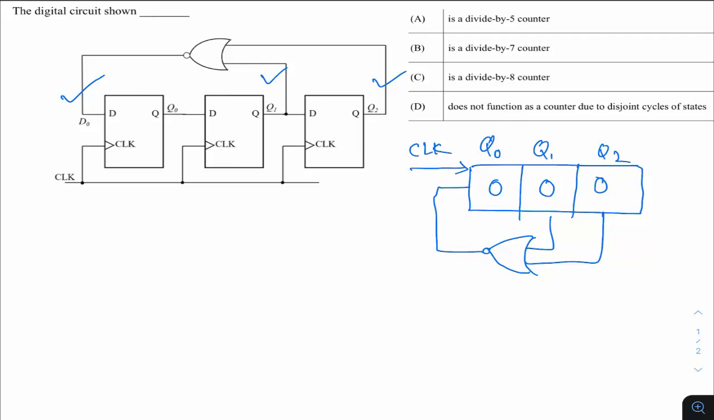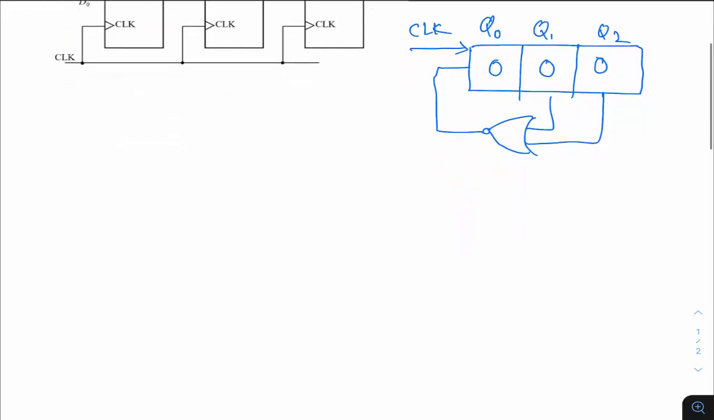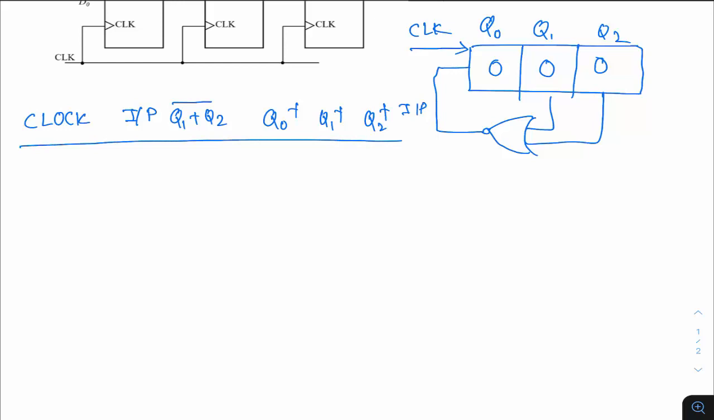So now let's do one thing. I'm making a table. The first column in the table is clock. The next column is inputs. So what is the input basically? Input is the NOR combination of Q1 and Q2, so this is (Q1 + Q2) whole complement. And next is the next state, which is Q0+, then Q1+, and then Q2+. So this is what the input is.